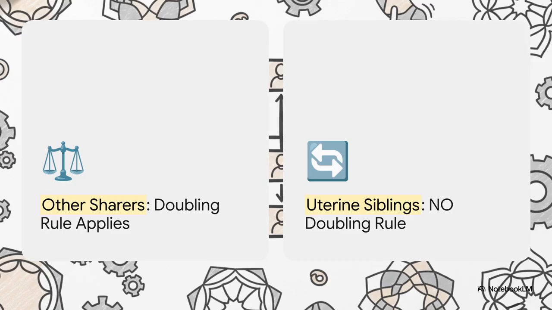But for uterine siblings, there is no doubling rule, none. Males and females share totally equally. Why? The notes explain that they are newly created Quranic sharers. If there is one uterine sibling, they get 1/6. If there are 2 or more, they share 1/3 collectively, split entirely evenly regardless of gender.